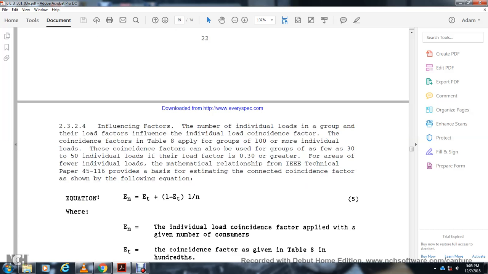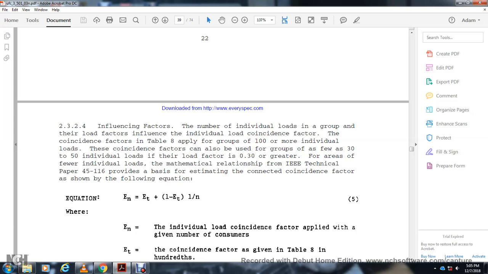The influencing factor for the number of individual loads in the group: the coincident factor in Table 8 applies to a group with 100 or more individual loads. It can also be used with a group of 30 to 50 individual loads, with a load factor of 0.3 or greater for areas with few individual loads. The mathematical relationship from the Institute of Electrical and Electronics Engineers technical paper 45-116 provided the basis for the estimate of the coincident factor, shown in the following.